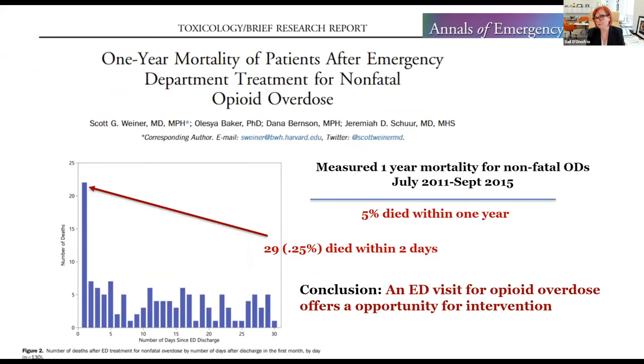Another study, same kind of system. This is from Massachusetts. Again, a little bit different years. They looked at mortality for non-fatal overdose from 2011 to 2015, but very similar results. 5% are dead in a year. But what Scott Weiner was able to show is that many of these die within the first month. These are the patients 30 days out of their ED visit, and a substantial amount of them die within 2 days. So you do have an opportunity there to intervene.